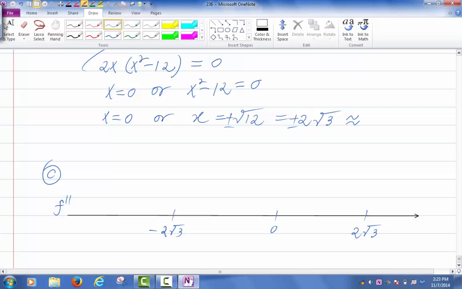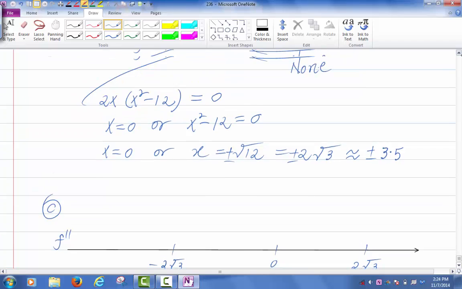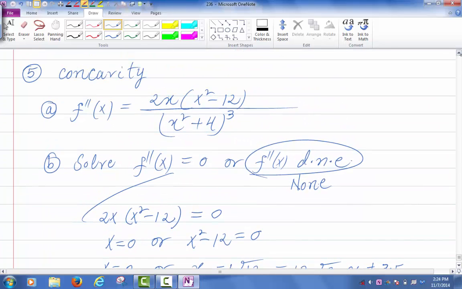Is the second derivative positive or negative on the left side of negative 2 root 3? What is negative 2 root 3 about? Plus or minus 3.4? We'll just say 3.5. Okay, so I want to know the sign of the second derivative on the left side of negative 2 root 3, right? How would I calculate that? Well, look at the second derivative. The second derivative is right here. What should I plug in to decide that? I should be plugging in negative 4, right?